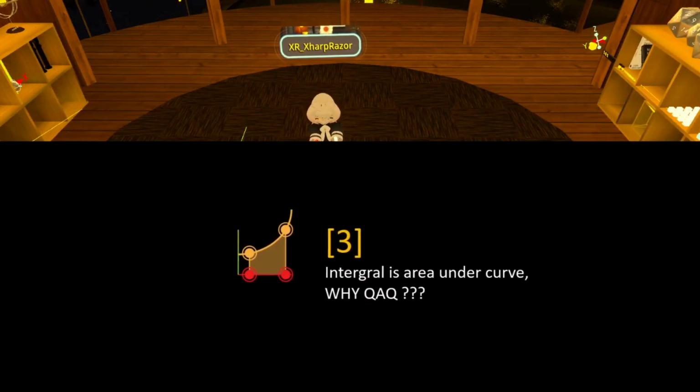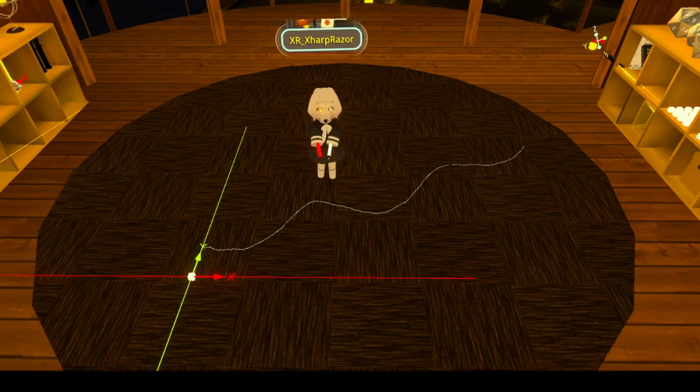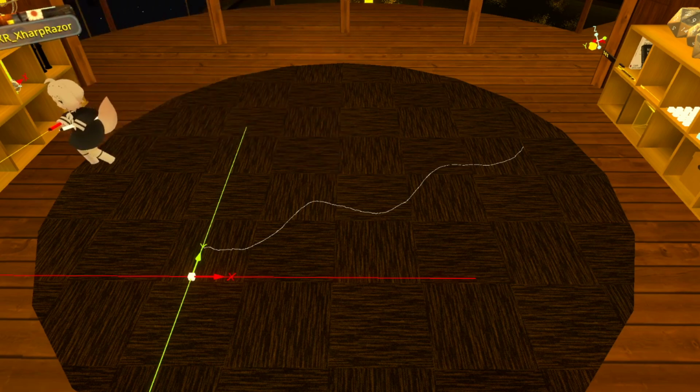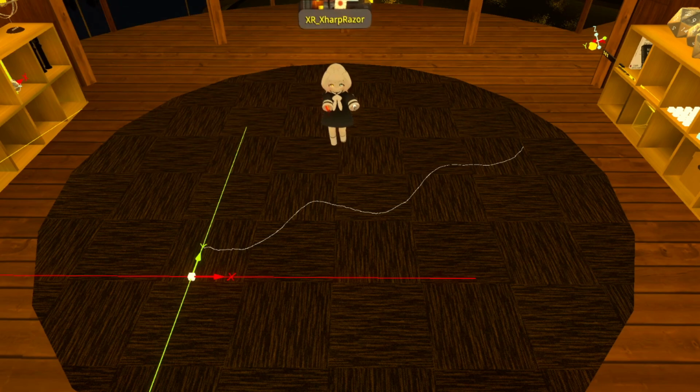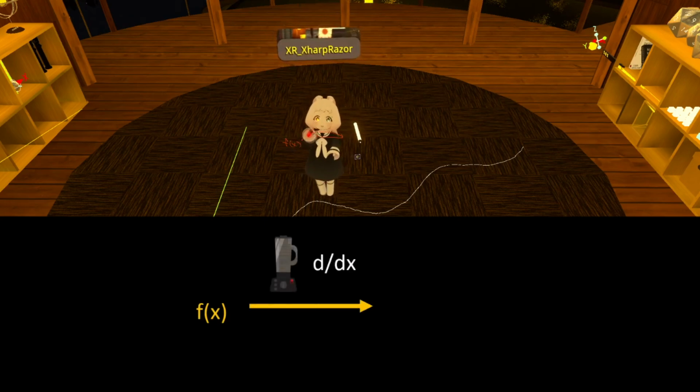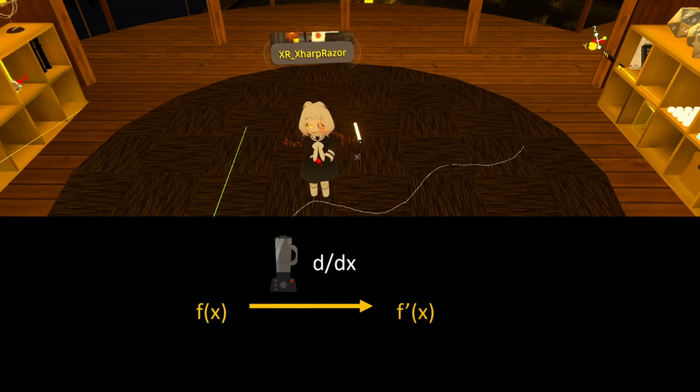Alright, so if you guys have been into calculus for a while, maybe you have heard of something called an integral. Just in case, to quickly explain what an integral is: if we have a function, let's say f of x, and you take the derivative of it, then you have a new function. We normally call this function f prime of x.